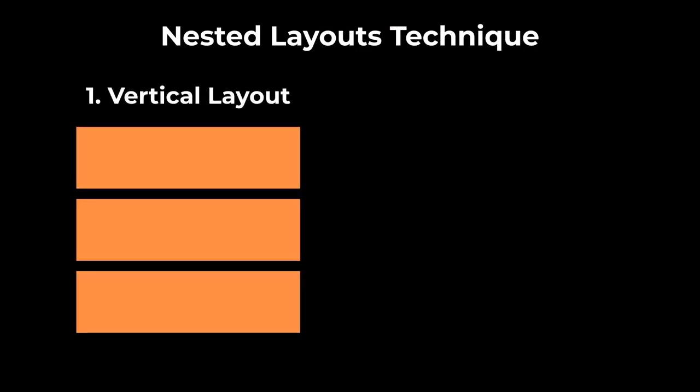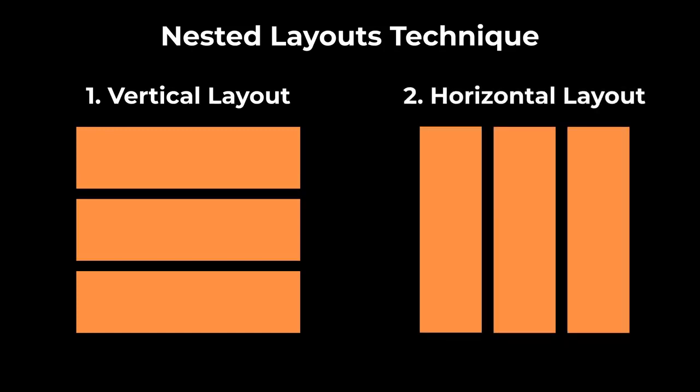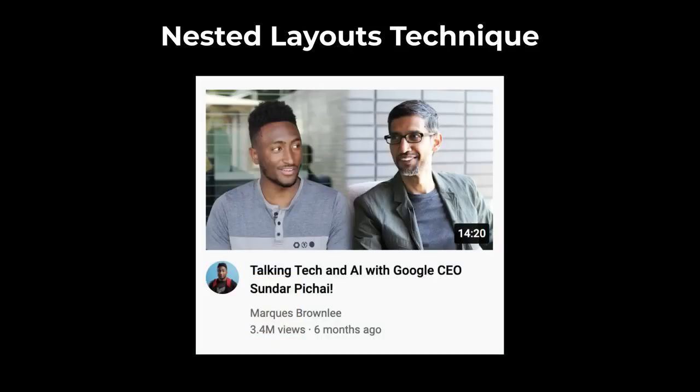The basic idea is that there are two types of layouts. The first one is a vertical layout, which looks like this, where items are on top of each other. And then the second one is a horizontal layout, which looks like this, where items are beside each other. And by using a combination of vertical and horizontal layouts, we can create almost anything that we see on a website.